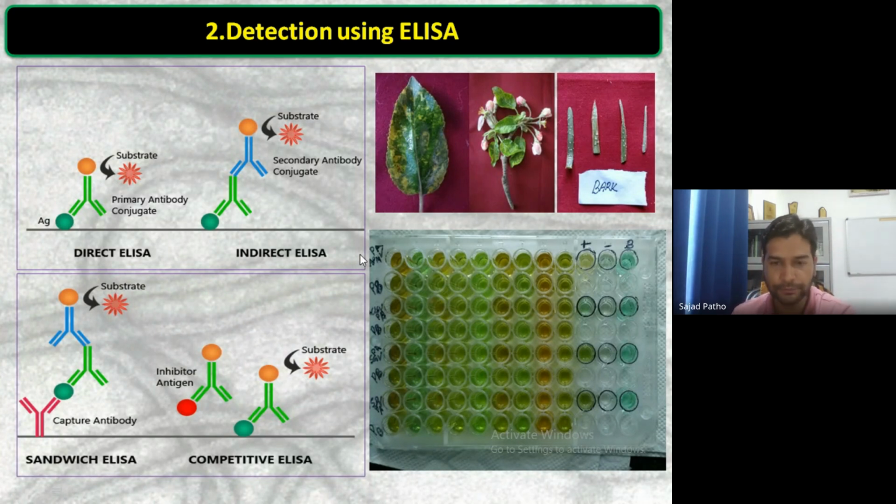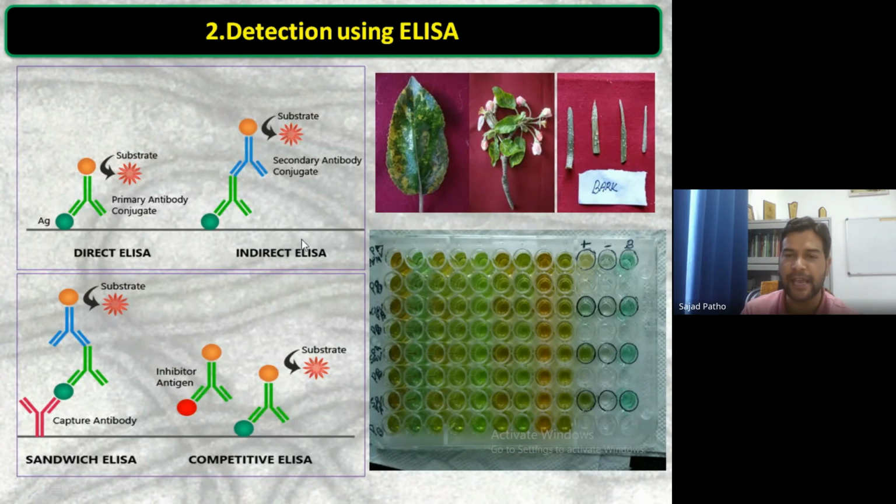we have a virus here that is called apple mosaic virus or apple necrotic mosaic virus. So what we do in this DAS ELISA, or double antibody sandwich ELISA, is put the antibody, called the primary antibody, which is specific to that virus. So first we put it in this microtiter plate. Then we will put the antigen.